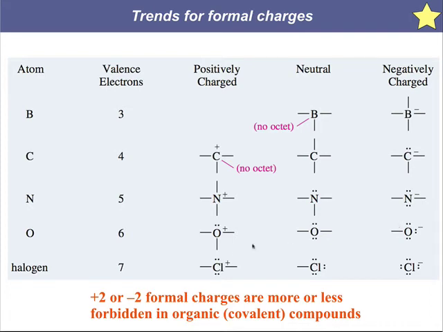Now, generally speaking, formal charges of +2 or -2 or greater are basically forbidden in organic chemistry with covalent compounds. We really don't deal with charges more than +1 or -1. So if you ever see a structure with a +2 or a -2, either the structure is wrong, if maybe you drew it and that's a way you're going to check, it's probably an incorrect structure. Or if it is +2 and it's actually correct, it's a very unhappy, very reactive or unstable molecule that might not even really exist in reality.